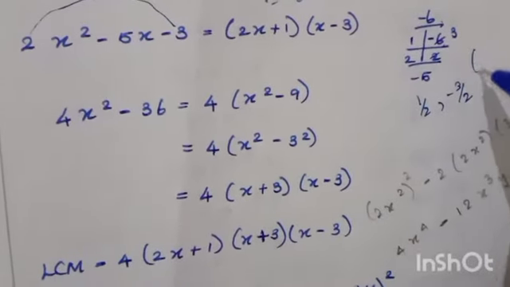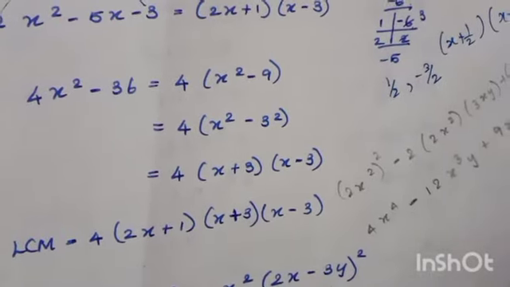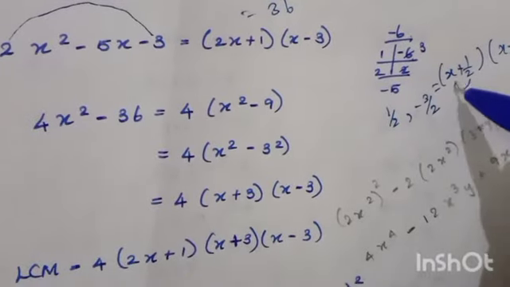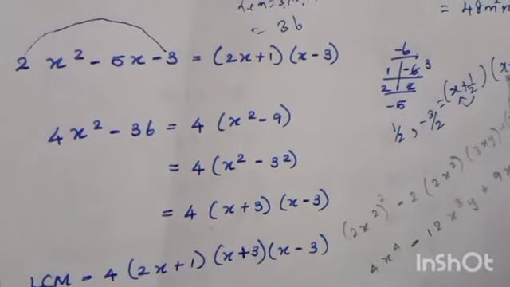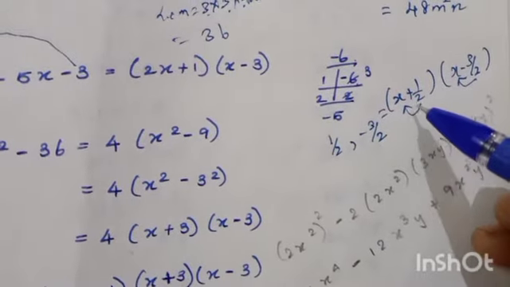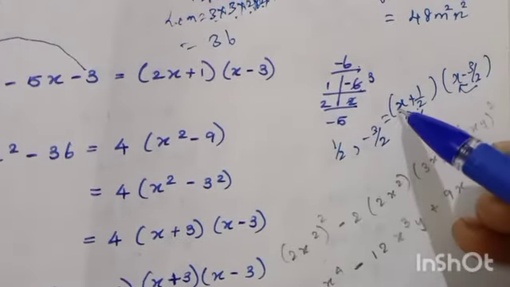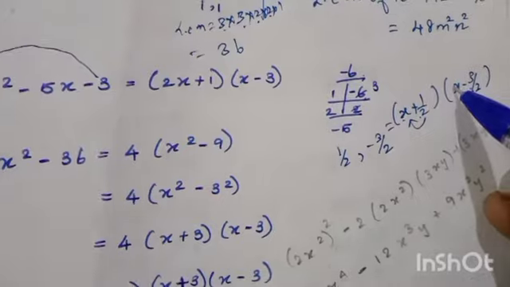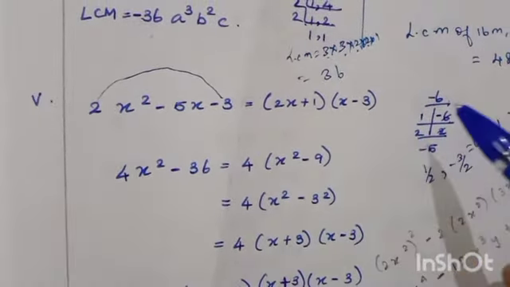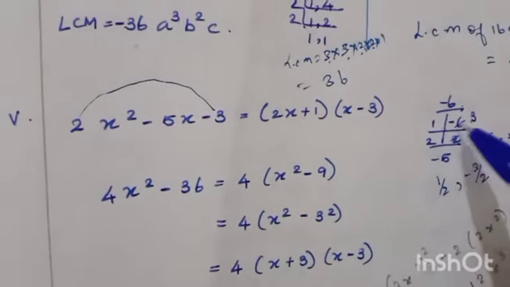How do you write this? It is x plus 1 by 2 into x minus 3 by 2, which is 2x plus 1, 2x minus 3. It is just multiplied with this x; it is not considered as an LCM. Just this 2 is multiplied with x. So the factors 2x plus 1 into, sorry, here the 2 is cancelled. I made a mistake, sorry. It is for 1 and minus 6 only.